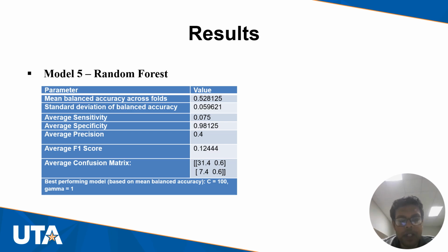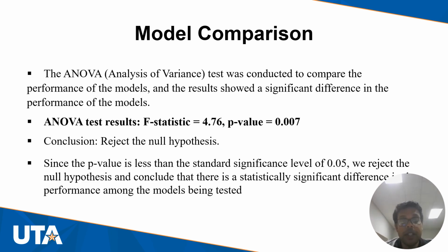Then the models were compared using ANOVA. The ANOVA test revealed that the p-value is 0.007. The conclusion is rejecting the null hypothesis, which means that there is a significant difference between the performance of the models being tested. So we now need to find which model is performing the best.